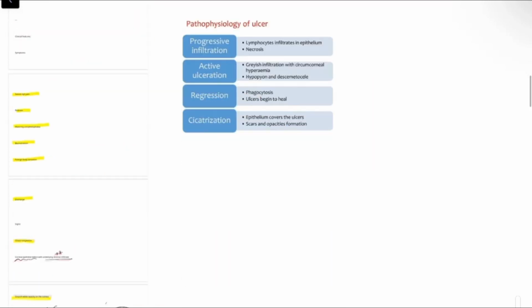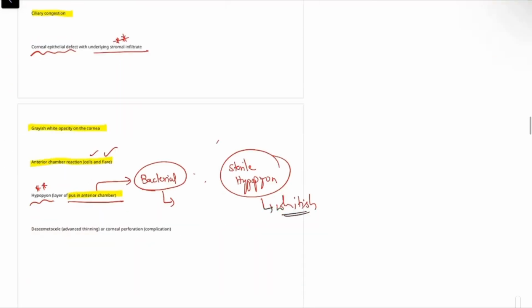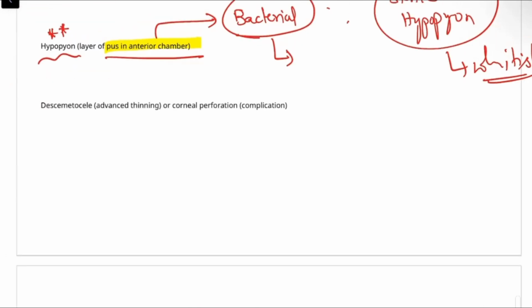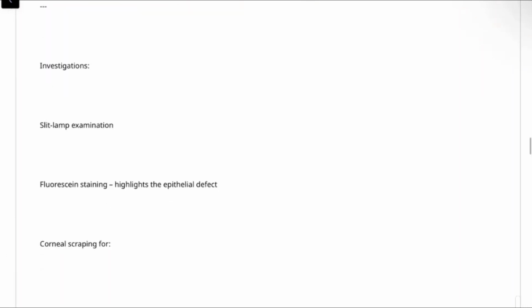Okay, next, the signs are done. The other one being descemetocele, that is advanced thinning, or corneal perforation can be there, which is actually a complication of corneal ulcer. So what are the investigations we will do to come to the conclusion of corneal ulcer? We will go for slit lamp examination, fluorescein staining which highlights the epithelial defect, and then we do corneal scraping.